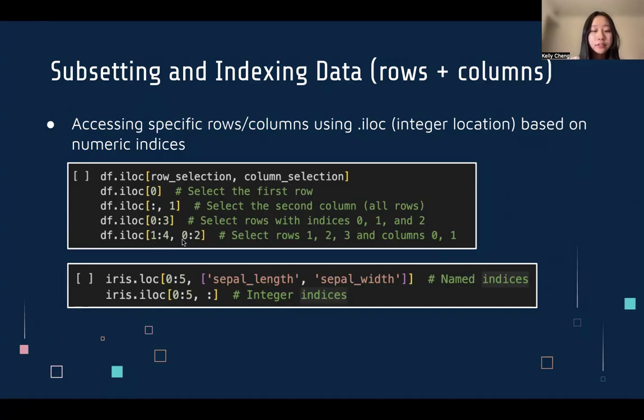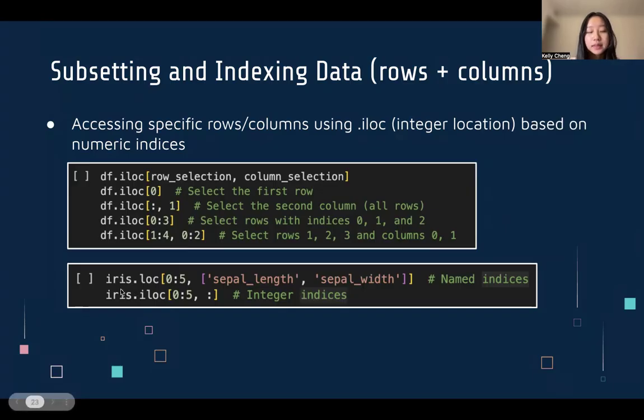And then after the comma, we have 0 colon 2, which means that once again, 0 is included and 2 is excluded, so we'll be selecting columns 0 and 1. So we're selecting rows 1, 2, and 3, and columns 0 and 1.